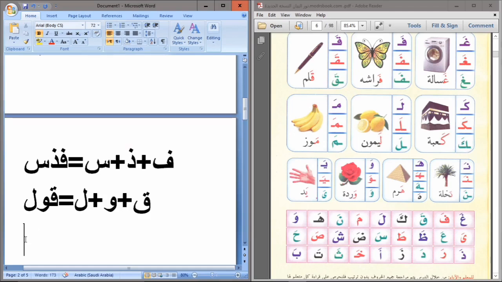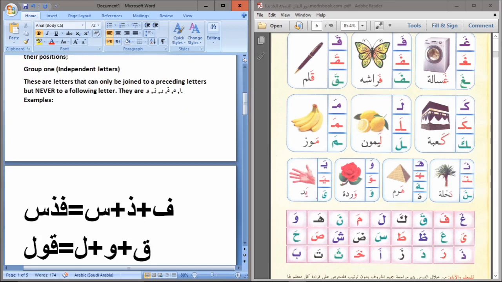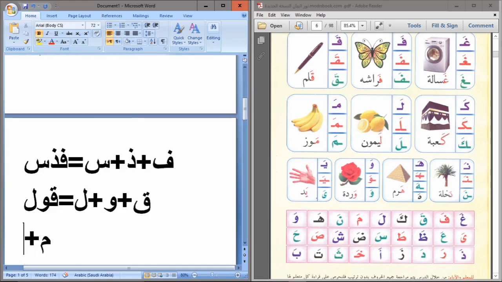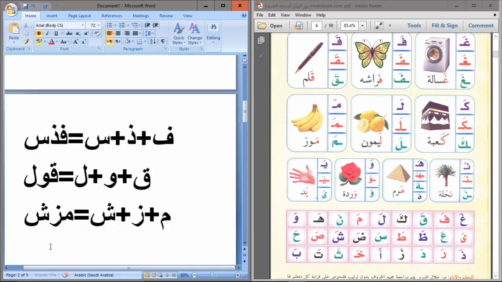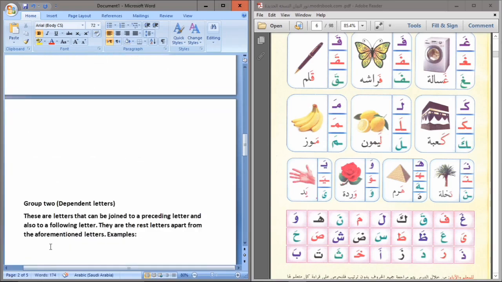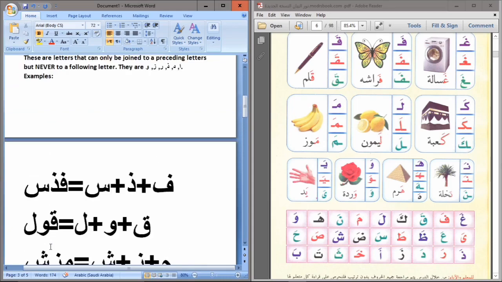Let's take one more. Let's say we have Mim plus, let's take one of the letters. Let's take Dal for an example, or Zai. Let's take Zai. Let's say we have Shin. So this is how it will look like, to be Ma, Za, Sha. As you can see that Zai did not attach itself to Shin because it's an independent letter. So that's how it looked like. This is the first group.